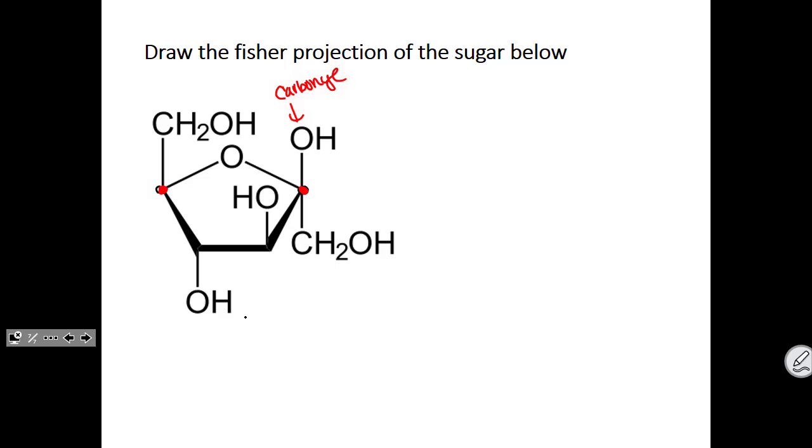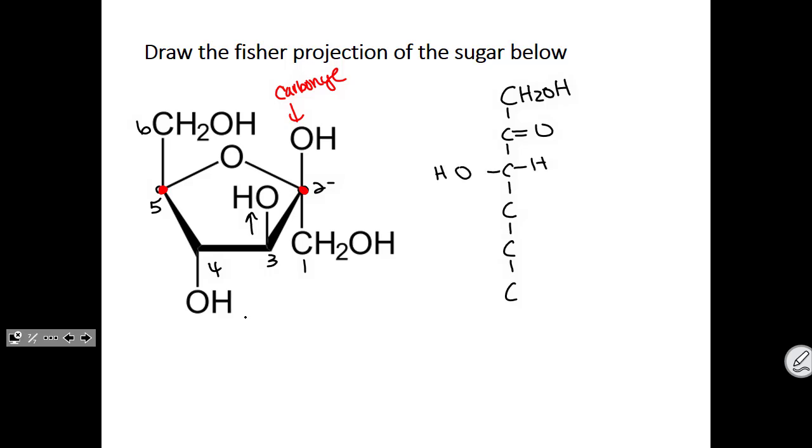So the first thing we want to do is determine the number of carbons. 1, 2, 3, 4, 5, 6. Draw our backbone. All right, now we want to determine whether we have a ketose or an aldose. Our anomeric carbon is now carbon number 2, and so we have a ketose. All right, then we can look at carbon 3 here. OH group is pointed up, it's from the left. 4 is pointed down, it's to the right.